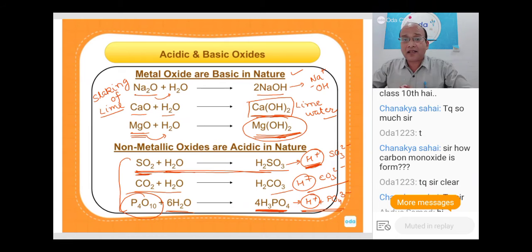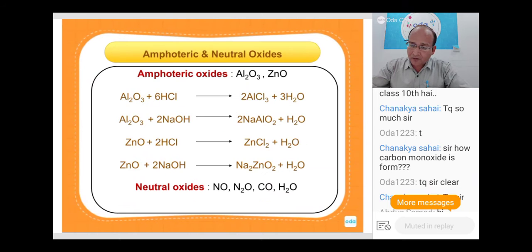So metallic oxides are generally basic in nature. Non-metallic oxides are generally acidic in nature. This is the conclusion. Okay. So let's proceed forward.